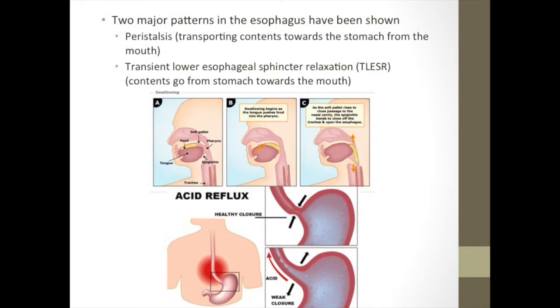There have been two major motor patterns in the esophagus that have been shown. Peristalsis transfers content towards the stomach from the mouth, so swallowing would be the best known example. And transient lower esophageal sphincter relaxation, also known as TLESR. In this case, contents go from the stomach towards the mouth. The best known example today of this would be acid reflux, in which acid from the stomach actually goes into the esophagus to cause discomfort.